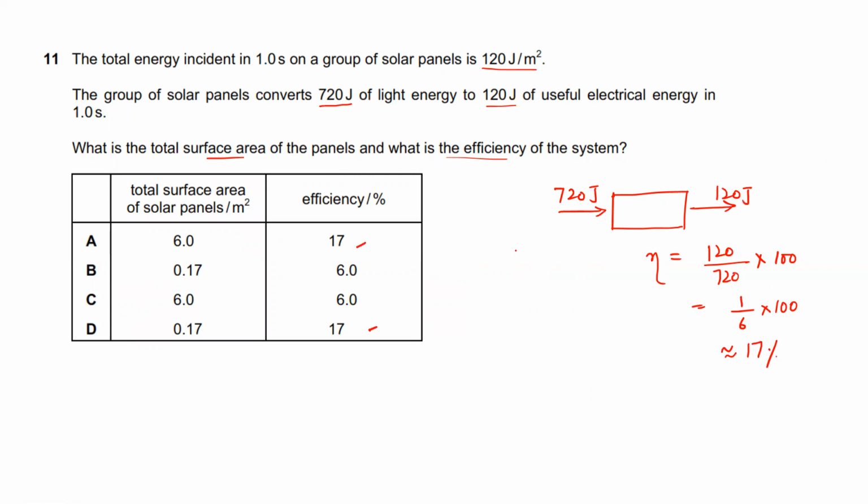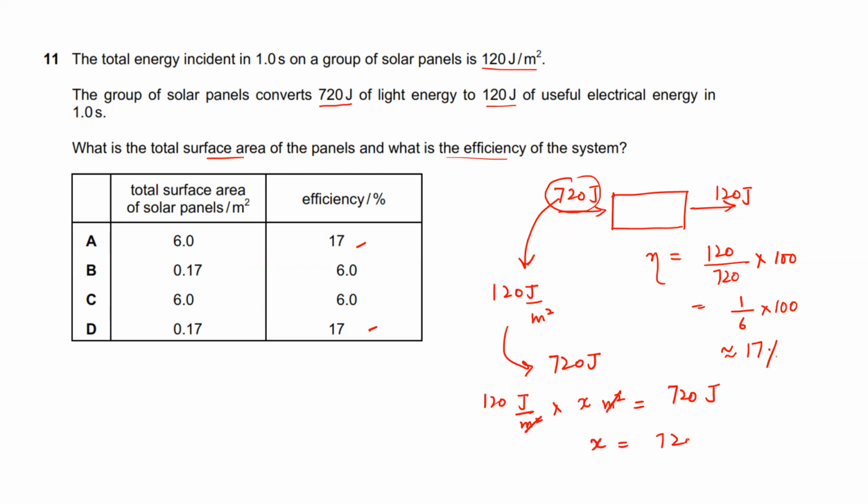Then the area. The total energy that is produced is 720 joules, and in 1 second there are 120 joules per meter square. So 120 joules per meter square multiplied by say x meter square will give us 720 joules. Meter square cancels with meter square, so the value of x is 720 divided by 120, which is equal to 6 meters square. So answer 6 is this, and A is the best choice we have.